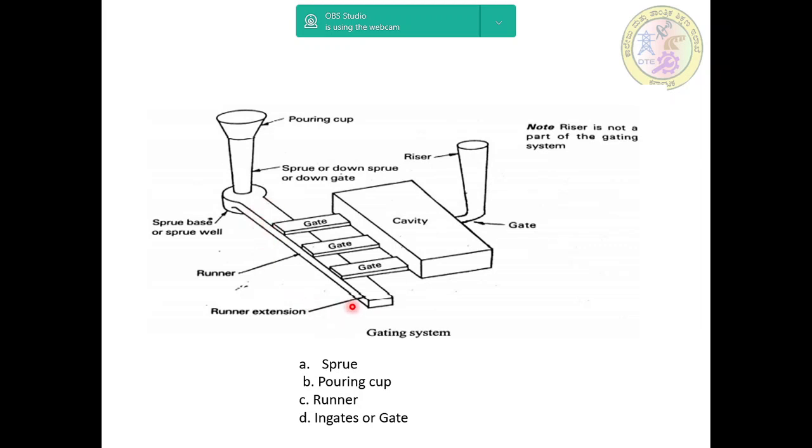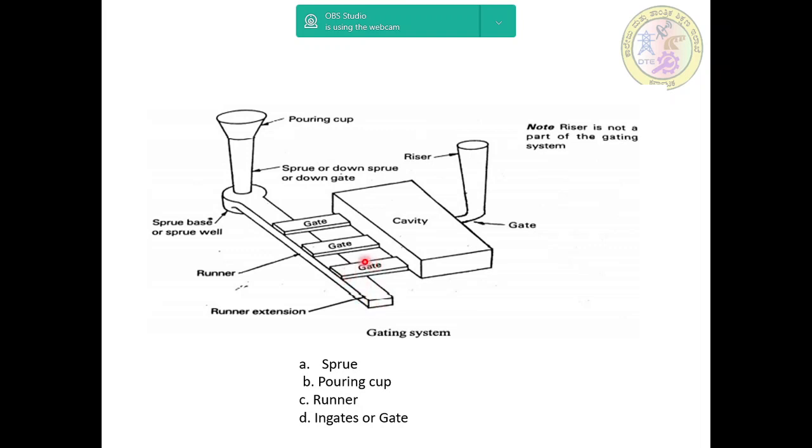Next we will take the runner extension. This is the runner extension. It is a small portion of the runner that extends beyond the last gate. It is used to trap some slag in the initial molten metal.